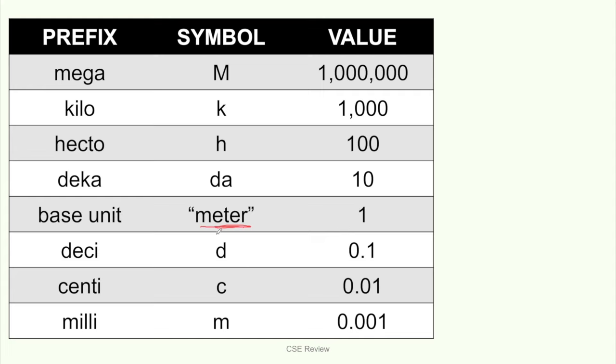Okay? I think most of us know naman na ang centimeter ay mas maliit kaysa sa isang metro. Okay? Ano ibig sabihin nun? Sa isang meter, you have 10 decimeters, 100 centimeters, 1,000 millimeters.